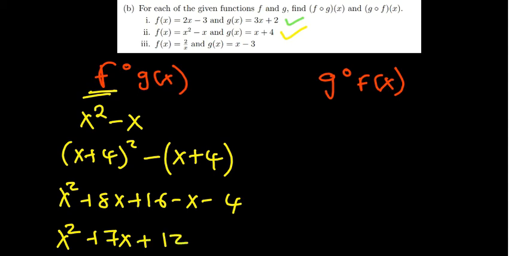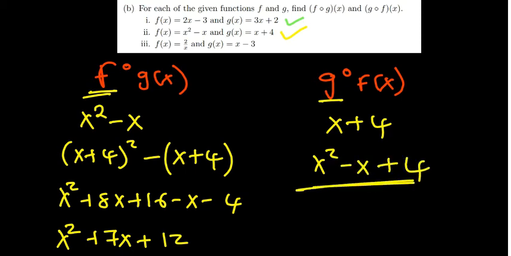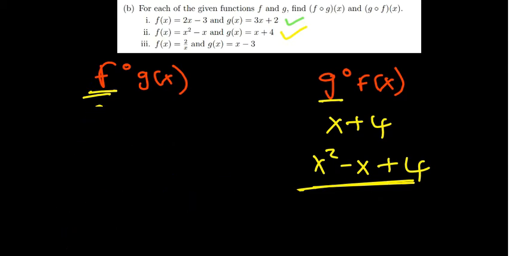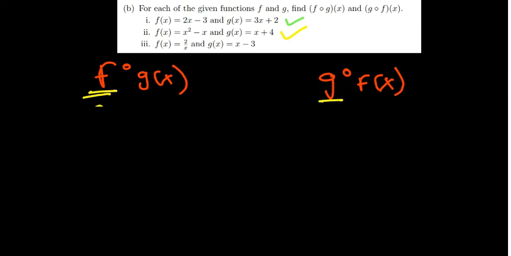Now on the other part, we are starting with g. So g is x plus 4. Now wherever is x, we're going to put f of x. f of x is x squared minus x plus 4. That becomes our answer. So the key takeaway point is whatever function is starting, that is what you should start with, and the second function that follows, that's what you should substitute.